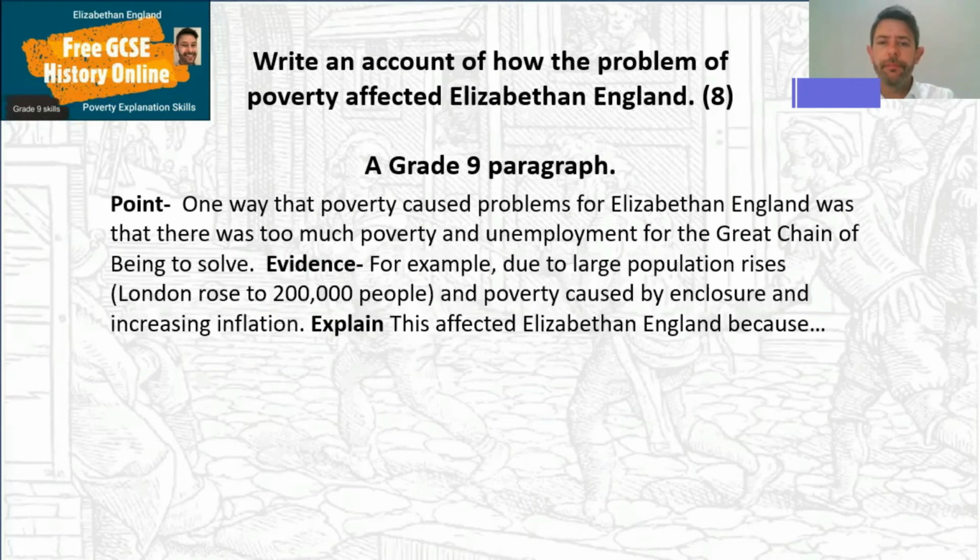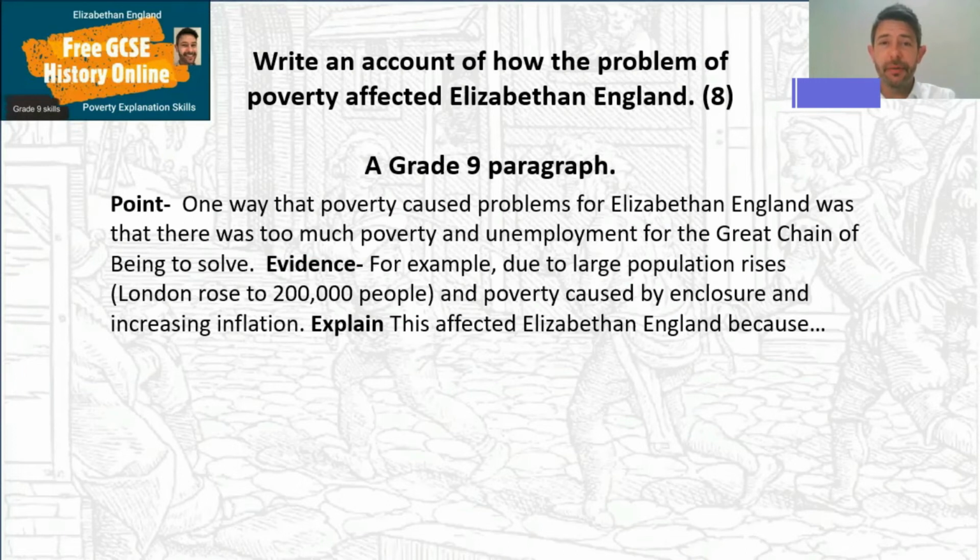So, for example, due to large population rises, London rose to 200,000 people, and poverty was caused by enclosure and increasing inflation. So I've used an example to explain why there was lots of poverty, the population increase and the changing jobs. This affected Elizabethan England because, so now I'm going to explain about social change, different groups, different places. So can you think of how we do that?